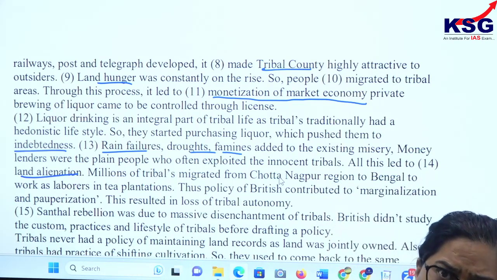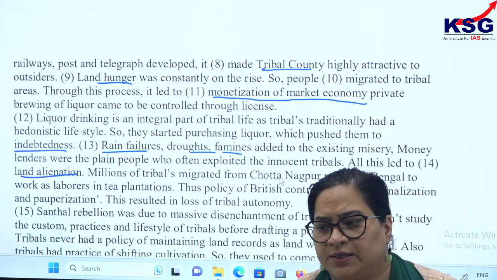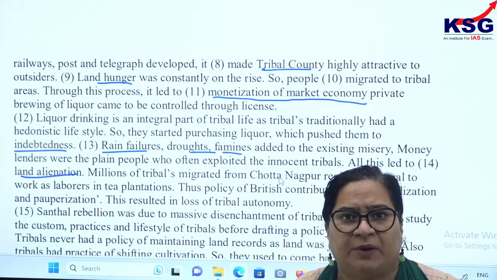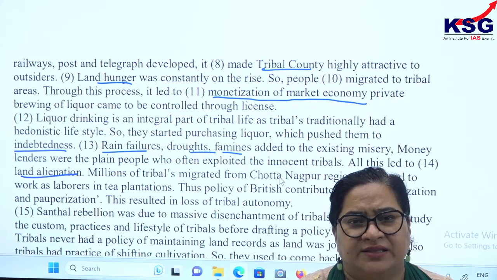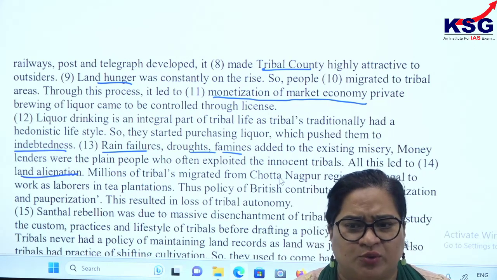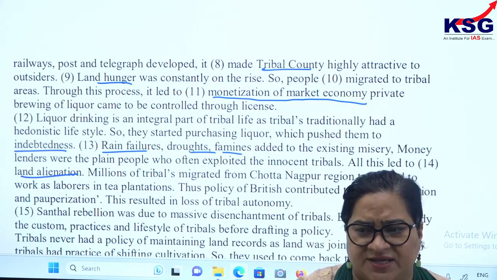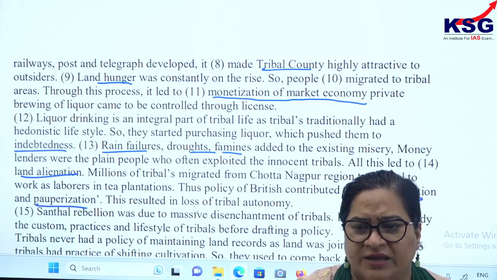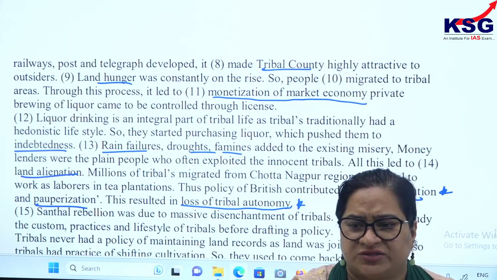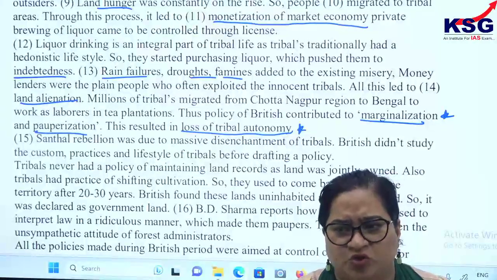You can also see Santhals. Santhals from West Bengal were picked from the Santhal Pargana and also from Jharkhand, and they were sent to Assam in the tea estates. So there was also dislocation that took place. So marginalization and pauperization and loss of tribal autonomy. These are some core impacts when we reflect upon it. So the Santhal rebellion was a mark of this disenchantment.